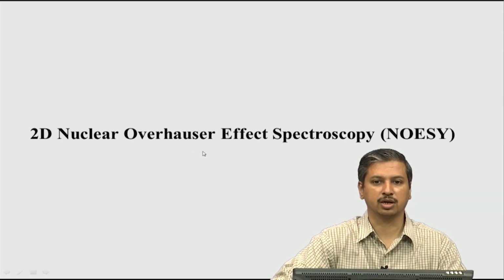So, now we come to another very important experiment known as 2D NOESY. As you can see here, the NOESY acronym stands for nuclear Overhauser effect spectroscopy. Overhauser is the name of a person who discovered this effect, but it was not in an organic compound, it was in a metal. The idea was he observed that polarization of one magnetically active nucleus or electron can be transferred to another nucleus.